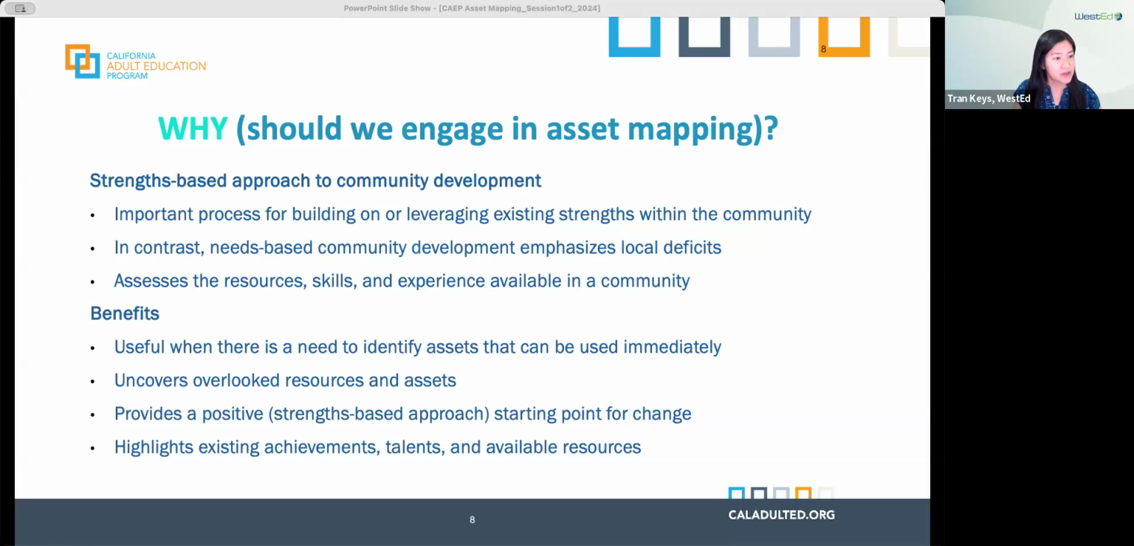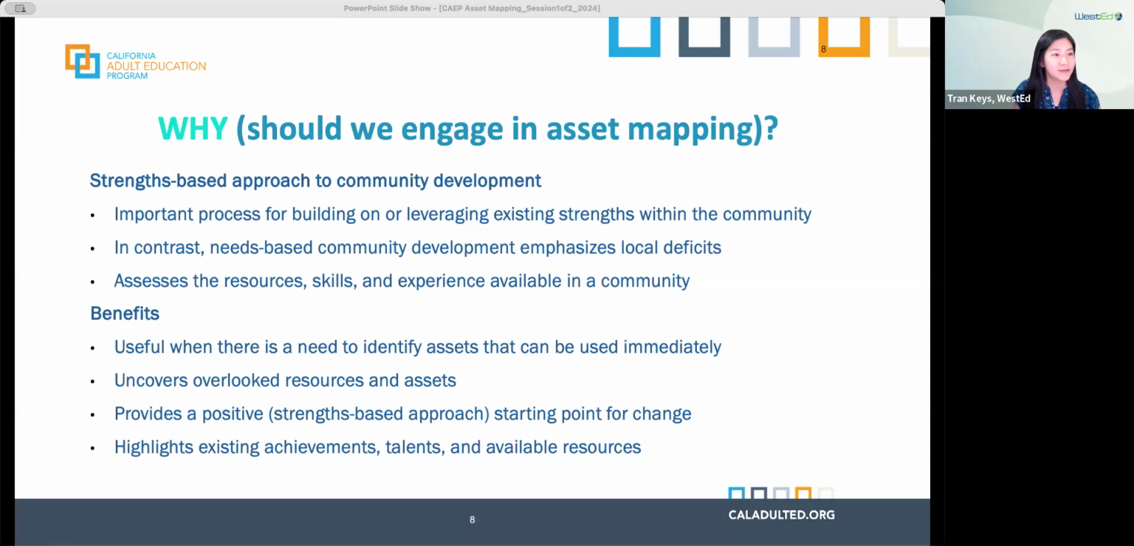And so the benefit of this is that it's quite useful when there is a need to identify assets that can be used immediately. A lot of times that's the entry point to doing asset mapping. It uncovers overlooked resources and assets. And I think that's a really important one, because in a large organization and a large collaborative and a large group, we sometimes miss things, right? And so this effort to be systematic in asset mapping will unearth resources and assets. It provides a positive starting point for change.